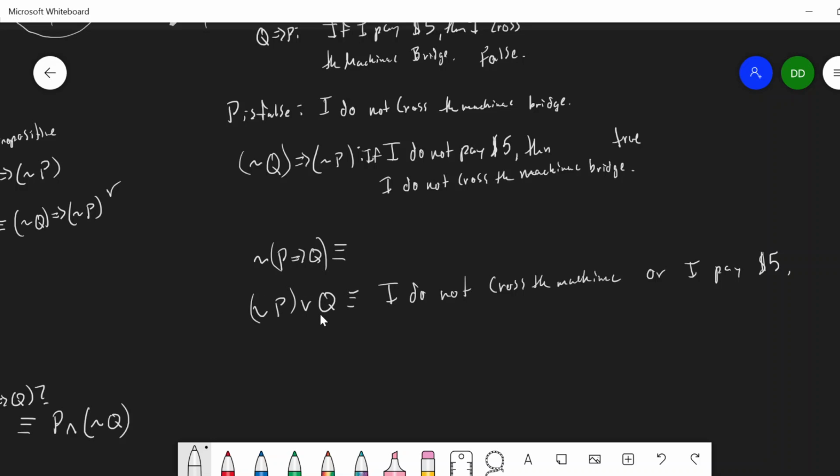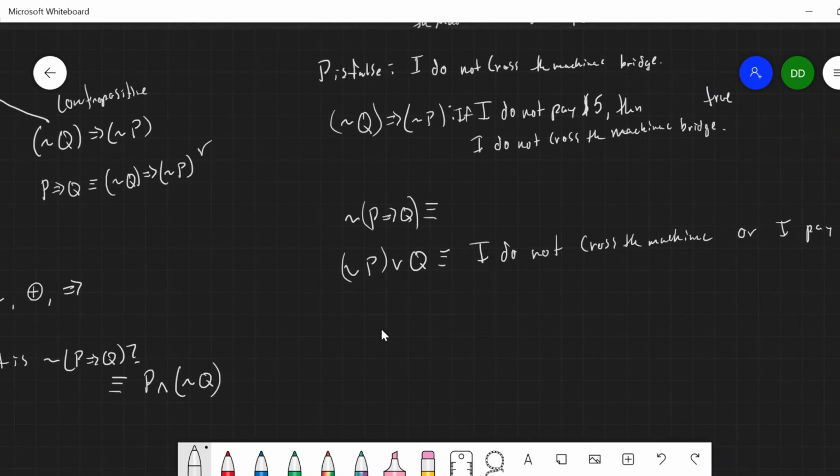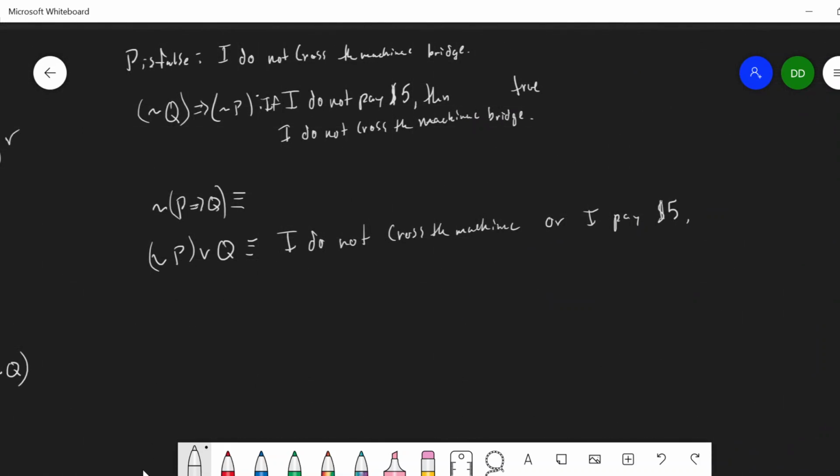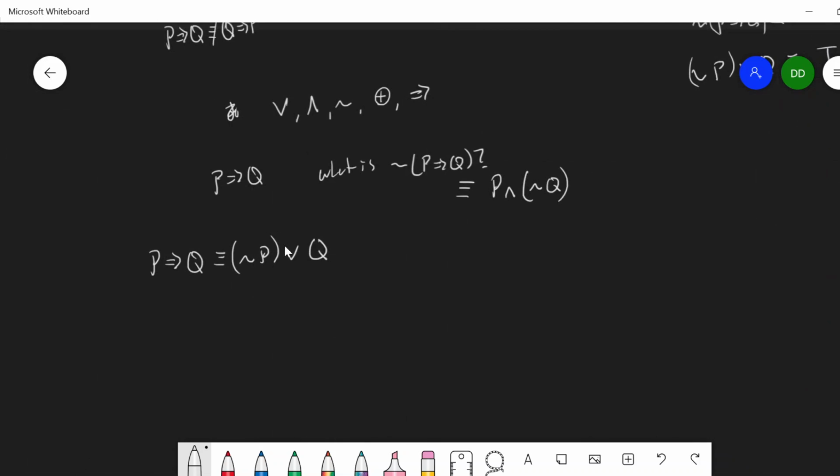And those are the only two options, right? Either I cross the Mackinac Bridge or I don't. So in either of those scenarios, I end up with one of these two, right? I get the or statement, not P or Q. And so this is true. This is equivalent to the original implication.